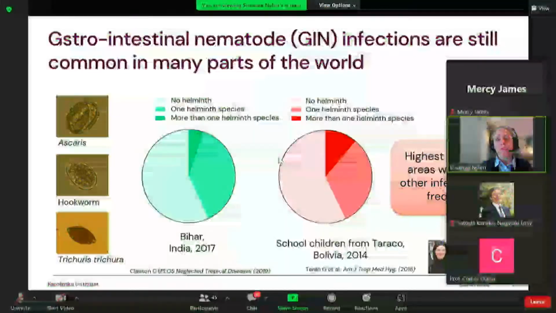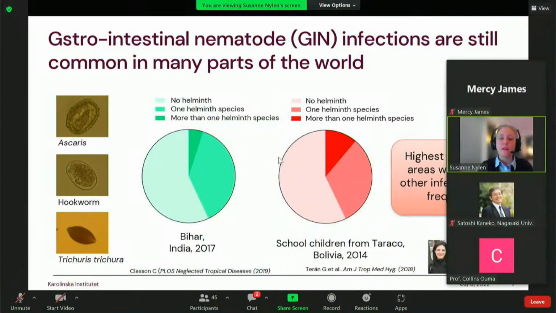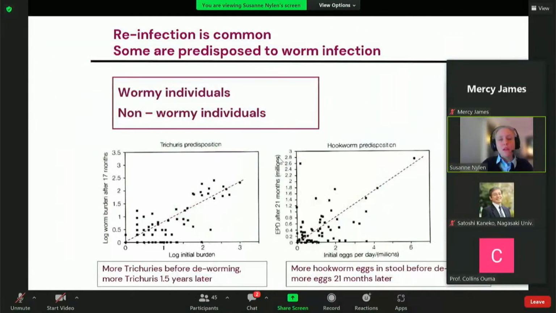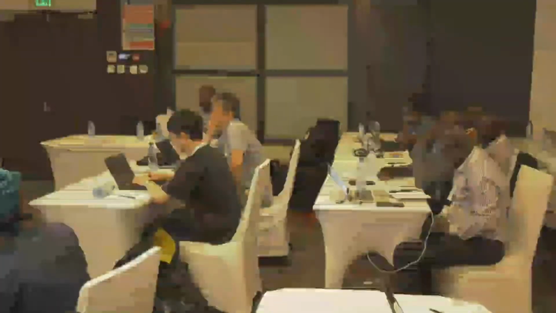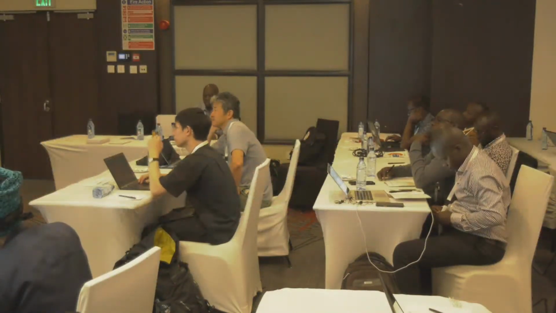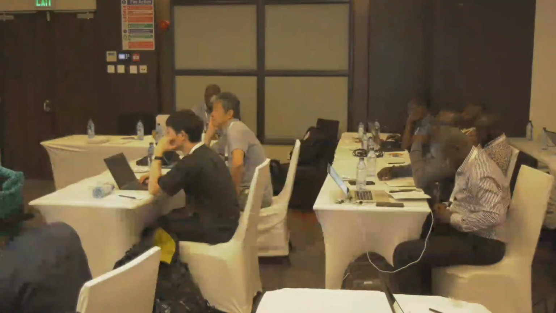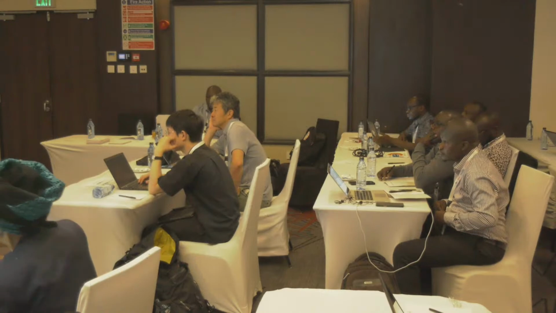The highest burden of worms you also find in areas where other frequent infections are highly frequent. When it comes to worms, reinfection is common, but also some people are predisposed to worm infection. And this also goes for animals, actually. So we can say that we have some individuals that are a little bit more wormy, and we have individuals that are non-wormy. They are not so easily infected with worms, and typically have lower burdens of worms.